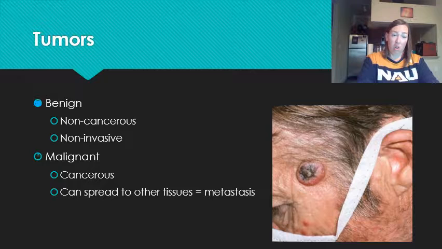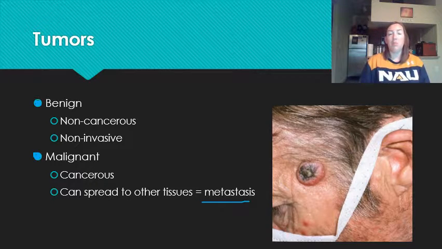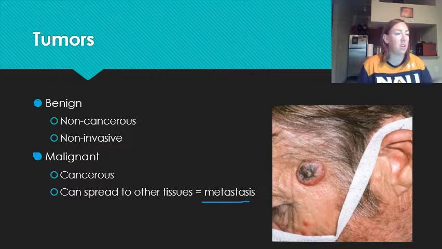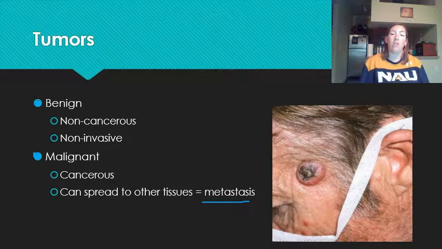Malignant tumors are cancerous. These can spread to other tissues. This is called metastasis. So malignant tumors can metastasize. Say that 5 times fast. This is a really big problem because one tumor can create a bunch of other tumors. It's possible because once a cell becomes cancerous, it loses a lot of its specificity, its differentiation.